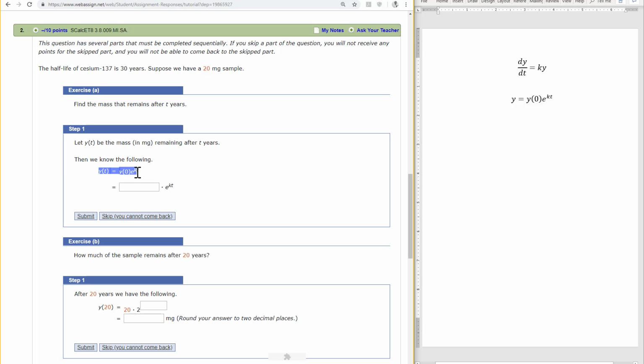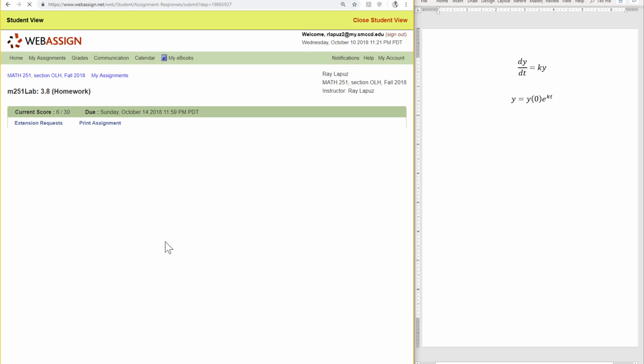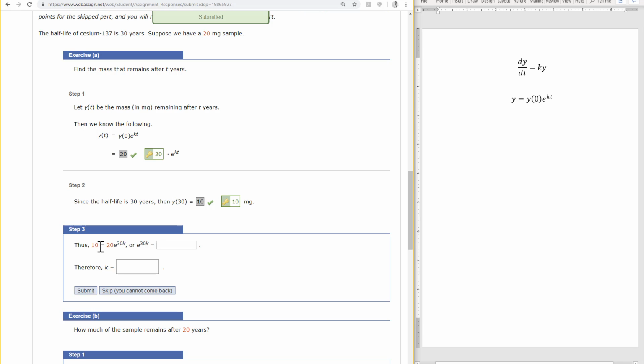In general, we know that y of t is going to be y of 0 times e to the kt. So y of 0 is the beginning sample, and it looks like we have 20 milligrams from the beginning. Since the half-life is 30 years, we know that y of 30 is going to be half of 20, and so half of 20 is 10. And so now we use this information: after 30 years, our function is going to have 30 in for t, and we know that y of 30 is equal to 10.